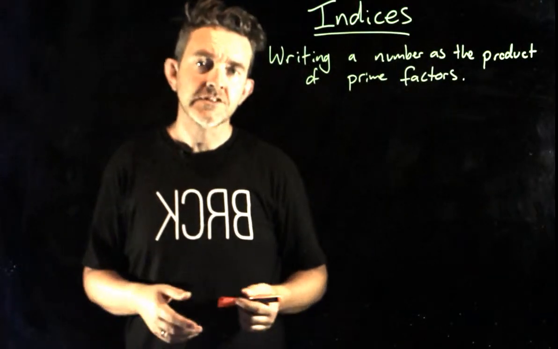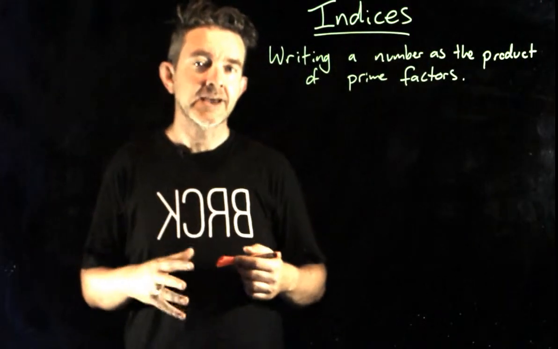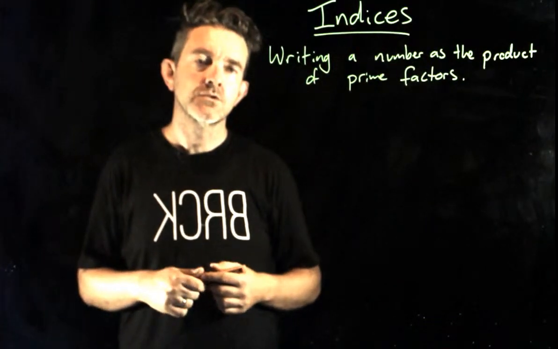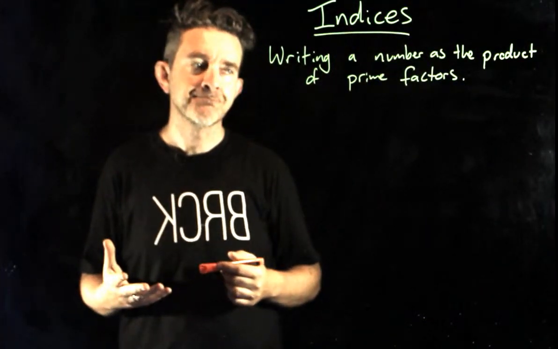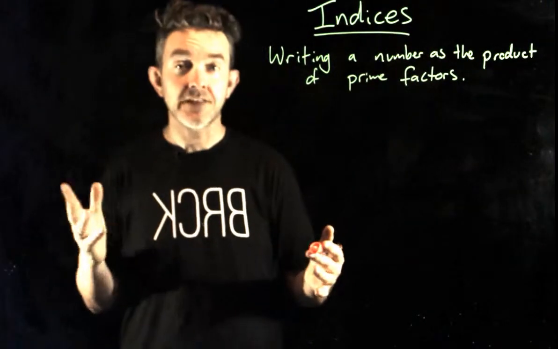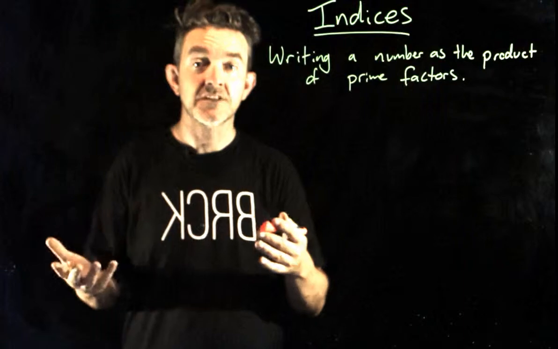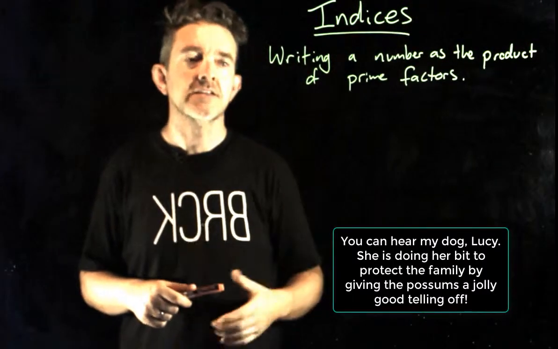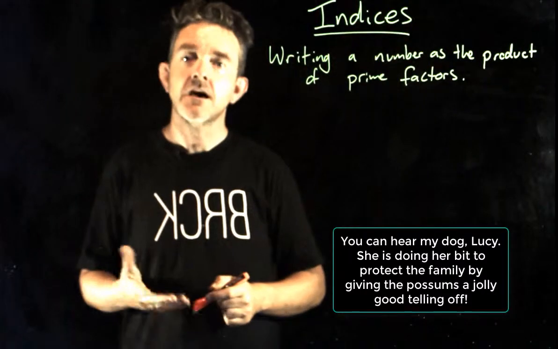Okay, so we've looked at the divisibility rules, particularly paying attention to prime numbers. And now we're going to use that to write numbers as the product of their prime factors. So you've got prime numbers and you've got other numbers called composite numbers. That's numbers that are made up of prime numbers. And every composite number can be written as the product of its prime factors. I'm going to show you how to do it.